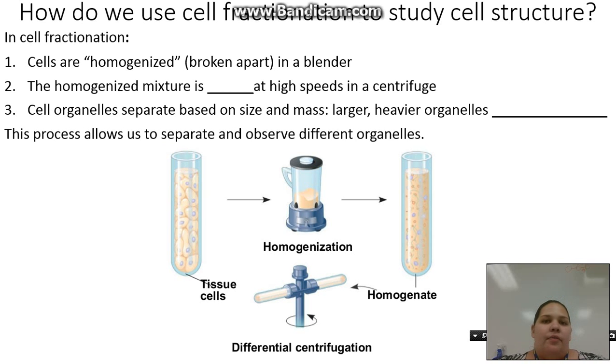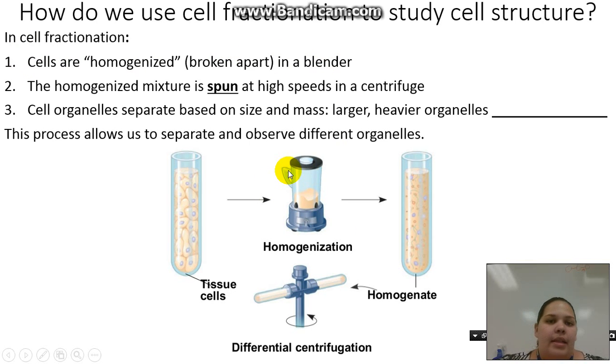So let's talk about cell fractionation. This is when you want to study a specific organelle, maybe just to look at it, maybe for a disease. I don't know. It's up to you. So in this one, we homogenize the cells by putting them in a blender to break them up. Then we spin this at high speeds in a centrifuge. The cell organelles separate based on size and mass, so the larger and heavier organelles will sink to the bottom. The process allows us to separate and observe different organelles.